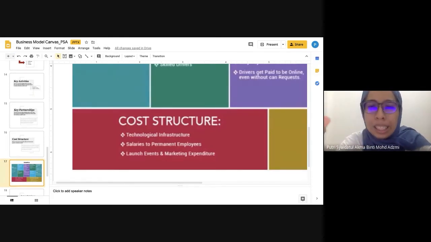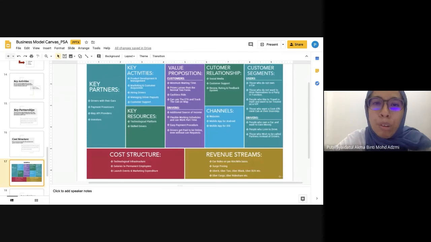So basically their costs are highly on technology infrastructure. And of course, they have to pay their employees and their launch events, their marketing expenditure. All this is their cost. So that's basically it. This is an example of how you can build your business model canvas.